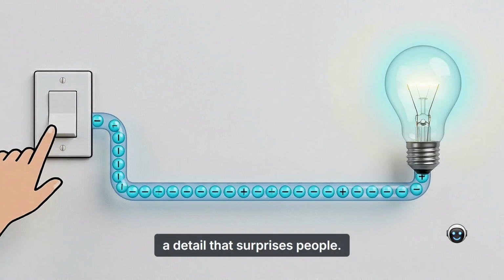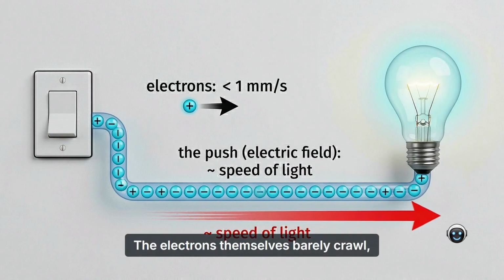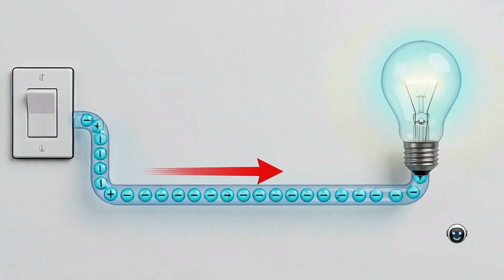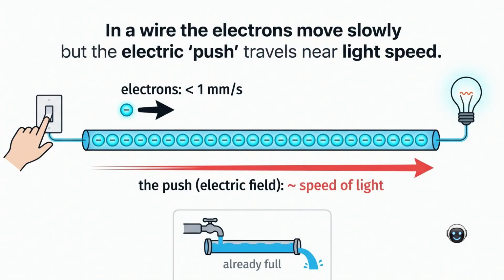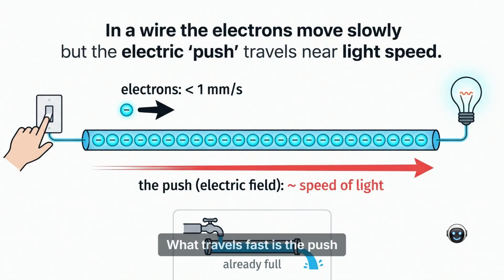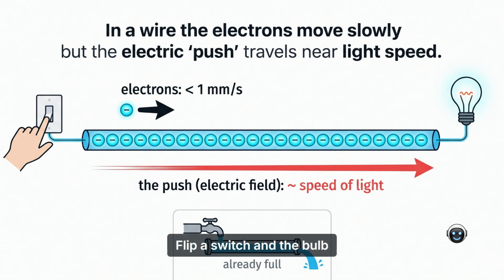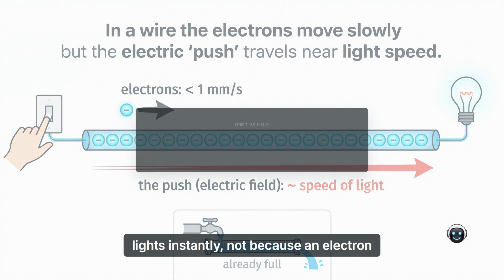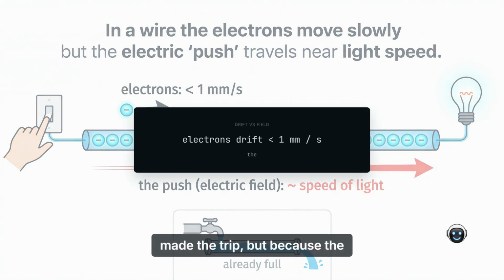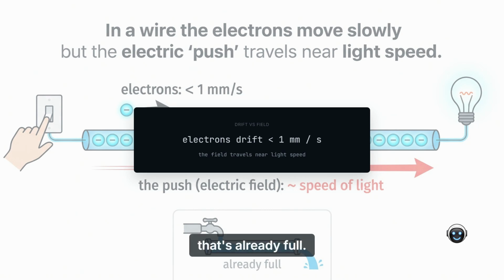A detail that surprises people. The electrons themselves barely crawl, less than a millimeter a second. What travels fast is the push itself, the electric field, racing down the wire near the speed of light. Flip a switch and the bulb lights instantly, not because an electron made the trip, but because the wire was already full of them, like a tap on a pipe that's already full.